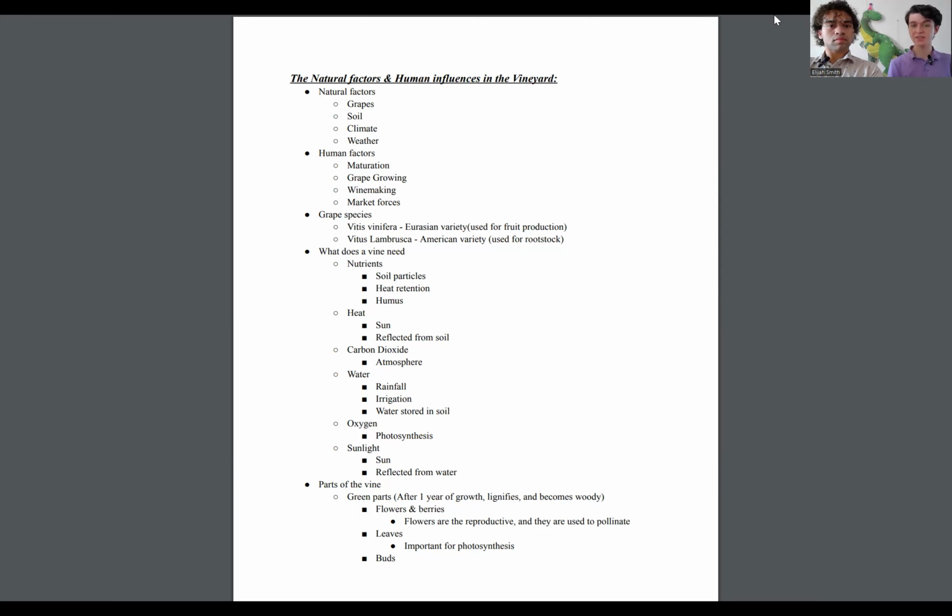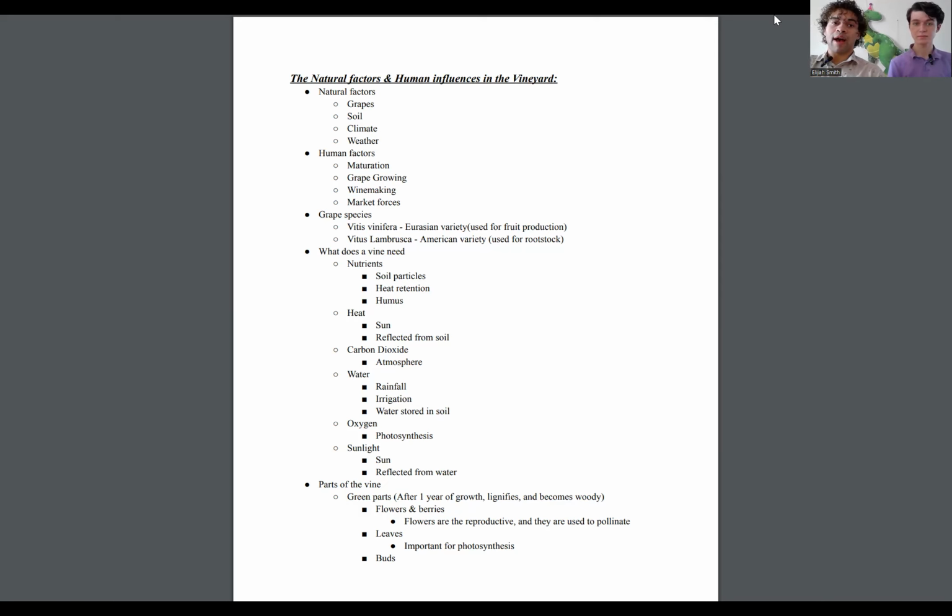And finally, they need sunlight to actually undergo photosynthesis to generate food and whatnot. And sunlight can be reflected from water, let's say on the banks of the Moselle River. Vineyards facing the southeast side get that sunlight as it reflects off the river. So that brings up a good point, the natural factors that can affect the vine.